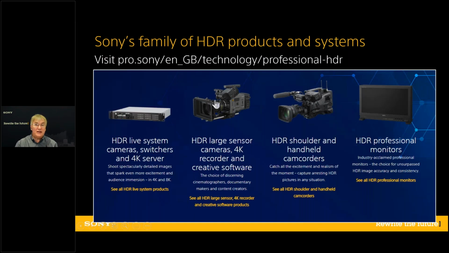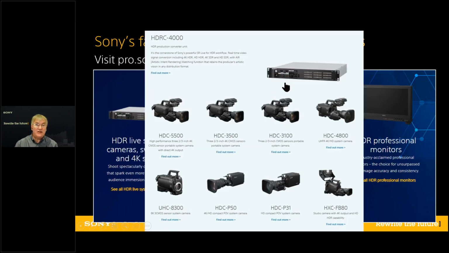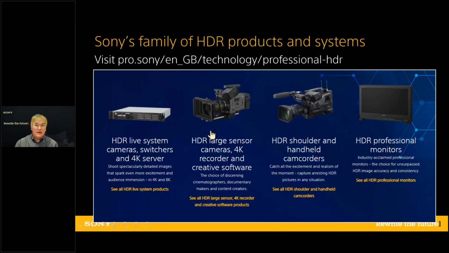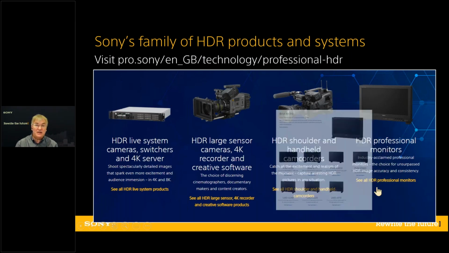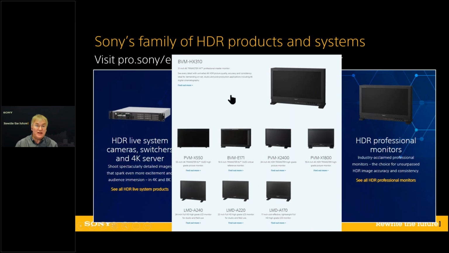Now, if you have a look at our website, you can find all of the products that we are producing in Sony to support high dynamic range workflows in cinematography, live production, and everything else besides. For the switchers, the cameras, you can see here a wide range of cameras, and there's the HDR 4000 that I talked about just a moment ago. You can do the same thing for the cinematography cameras. We have some shoulder, handheld camcorders, and for the monitors themselves, there's a wide range of different monitors to satisfy every production need.